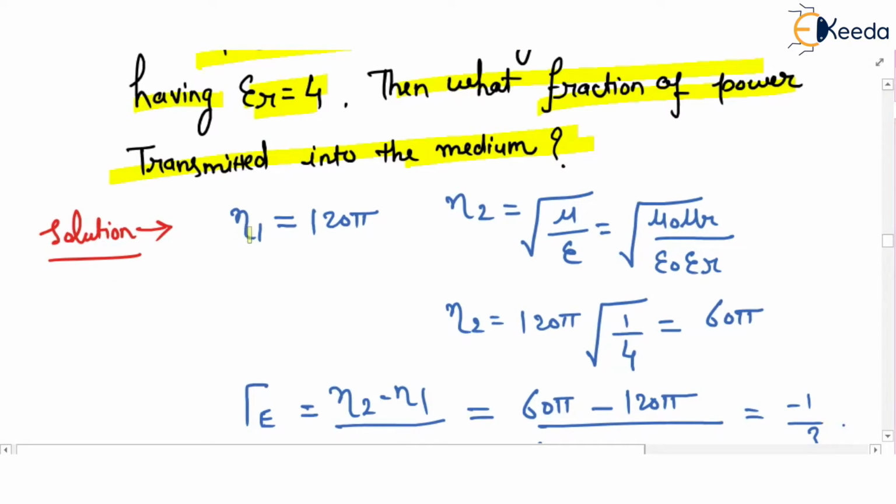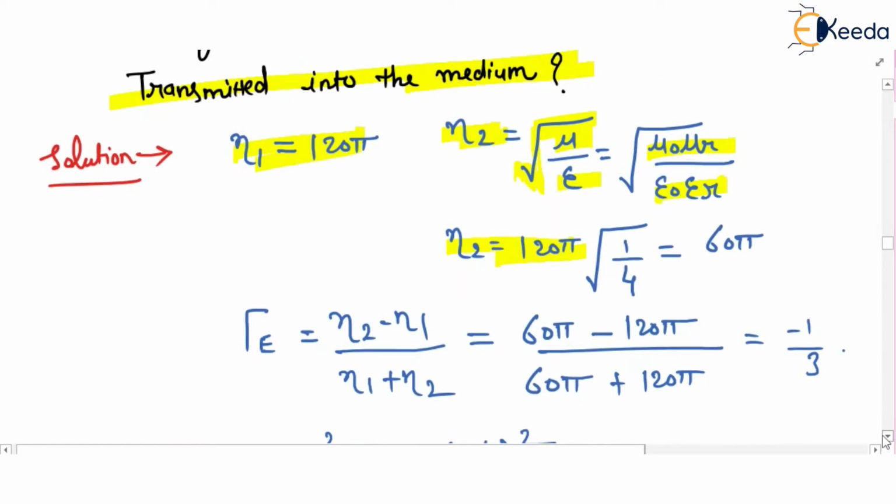Here medium 1 is free space, so eta 1 is 125 (should be 120 pi, as given in the audio), and medium 2 is lossless, so its eta 2 is the square root of mu by epsilon, which is mu naught mu r by epsilon naught into epsilon r. So eta 2 is 125 because the square root of mu naught by epsilon naught is 125 into 1 by 4, which is 60 pi.